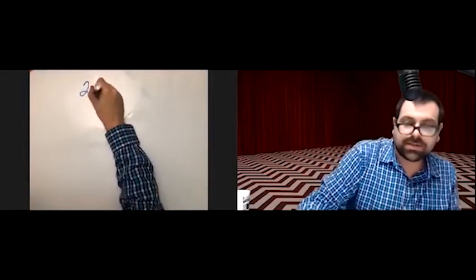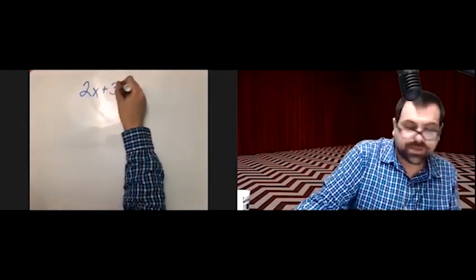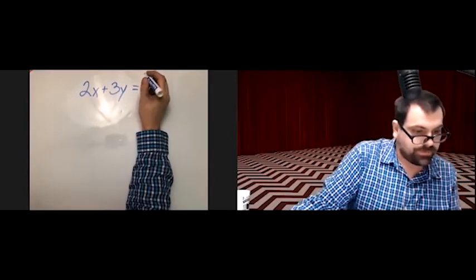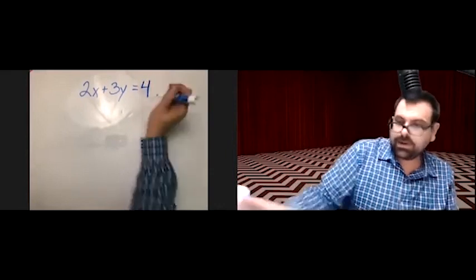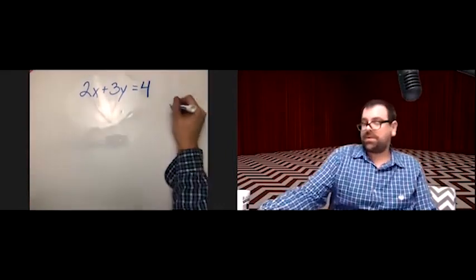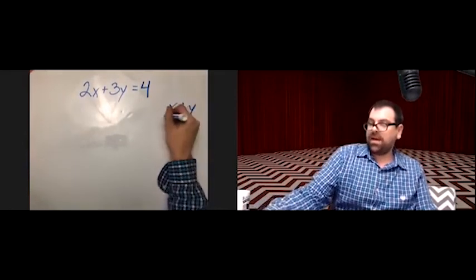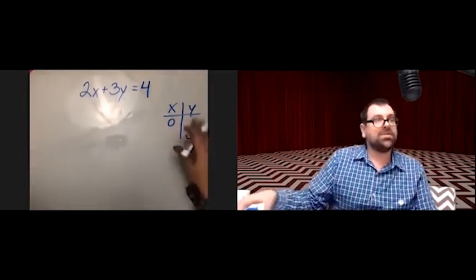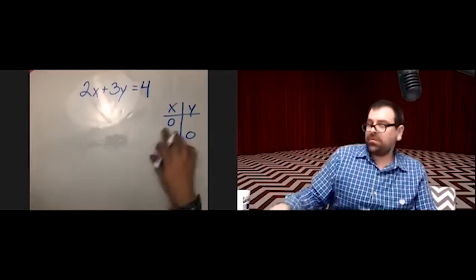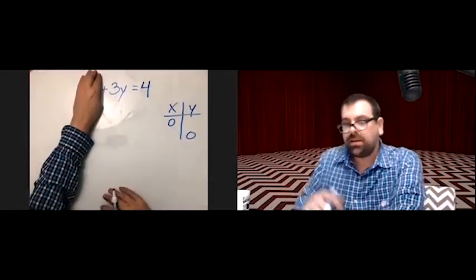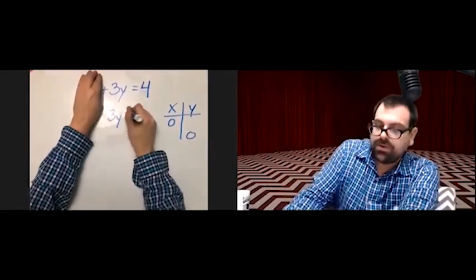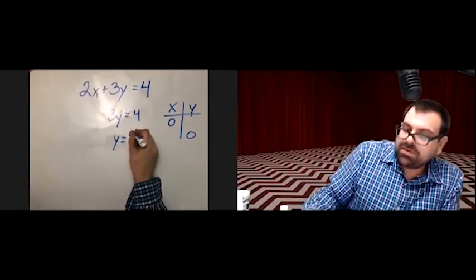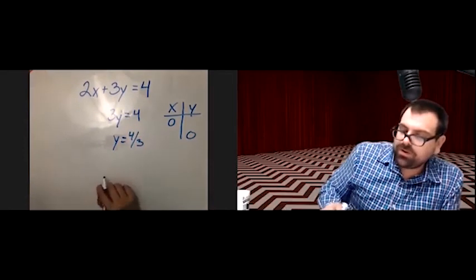Let's look at 2x plus 3y equals 4. Let's find the intercepts. XY method with the googly eyes, 0 for x, 0 for y, 2 separate lines. If we plug 0 in for x, this goes away. We're left with 3y equals 4. Divide both sides by 3, we get y is 4/3.